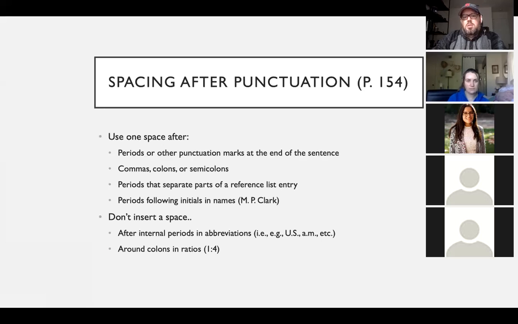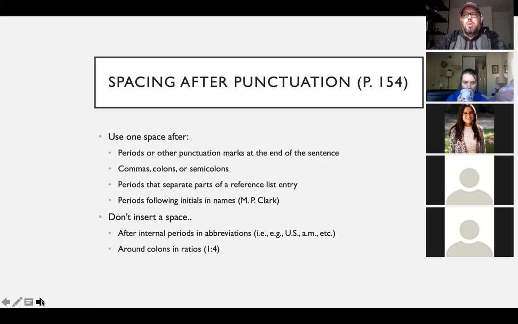We do not, though, insert a space after internal periods in abbreviations. For example, if we are using U.S. to represent the United States, there is no space after the period after the U. It should all be put together. Additionally, if we're writing a.m. or p.m., it should be a period, m period, no spaces, or p period, m period, no spaces. If we are writing a numeric ratio, maybe 1 and 4, there's no space necessary before or after the colon. So again, just some things to note around punctuation and spacing.